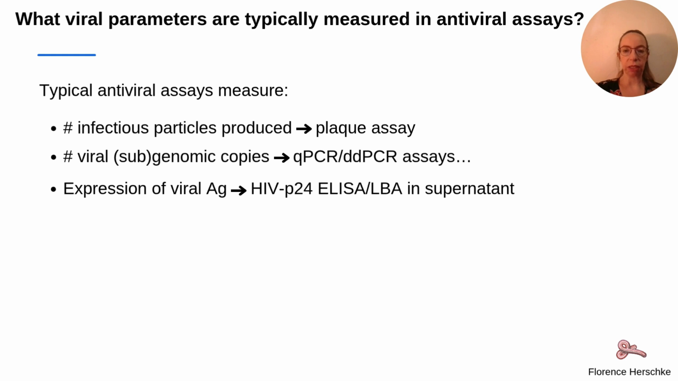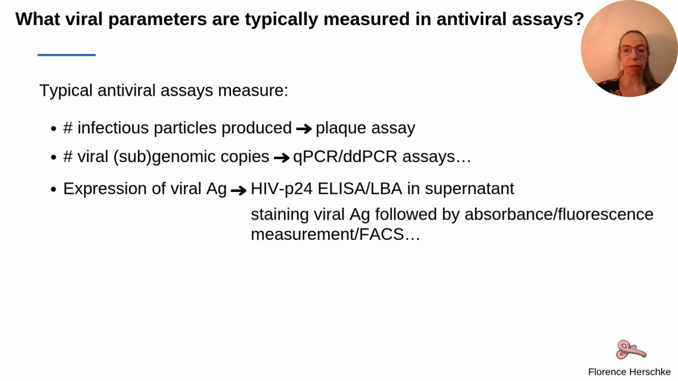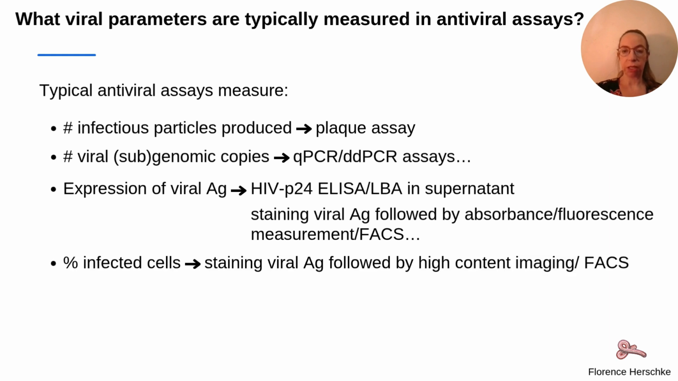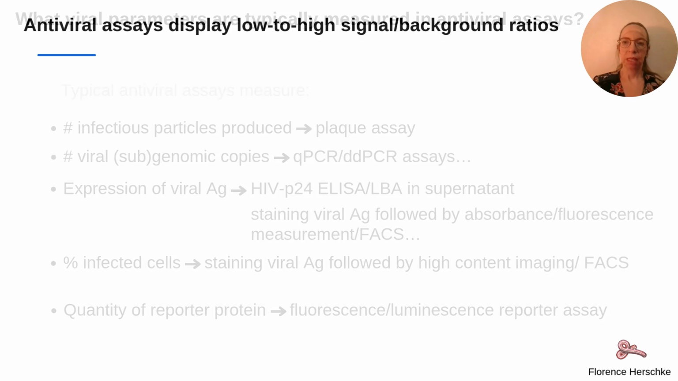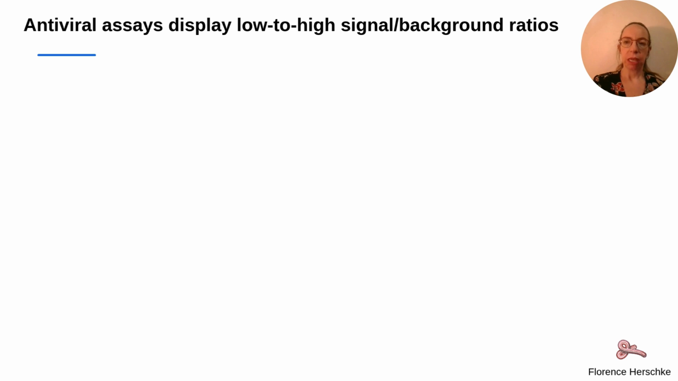For instance, in HIV-infected cultures, P24 in the supernatant can be quantified by ELISA or ligand-binding assay, or a viral antigen will be stained, followed by absorbance or fluorescence measurement or flow cytometry. Another typical type of assay is to determine the percentage of infected cells. This is done again by staining for viral antigen or viral DNA or RNA, followed by high content imaging or flow cytometry. And then also another very common type of assays is to use reporter viruses. In that case, the quantity or the enzymatic activity of the reporter protein is being measured, typically by fluorescence or luminescence.